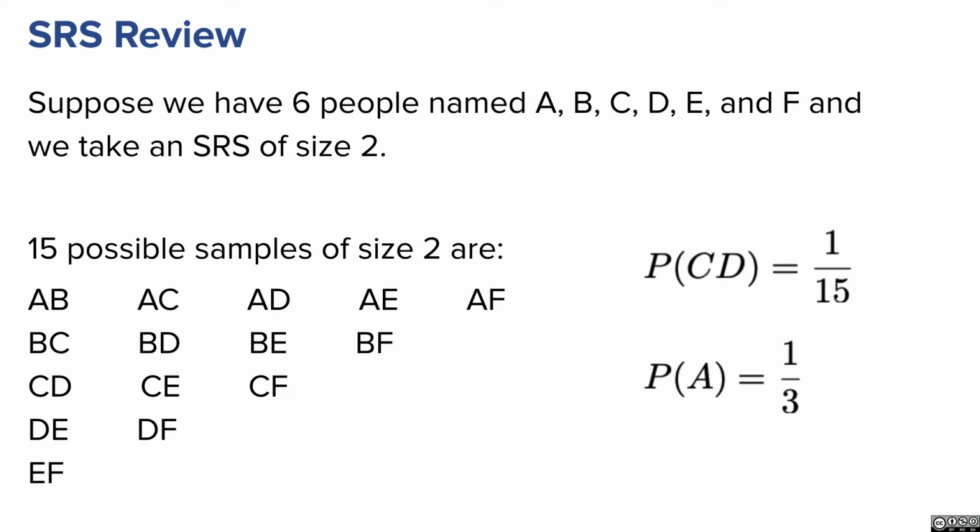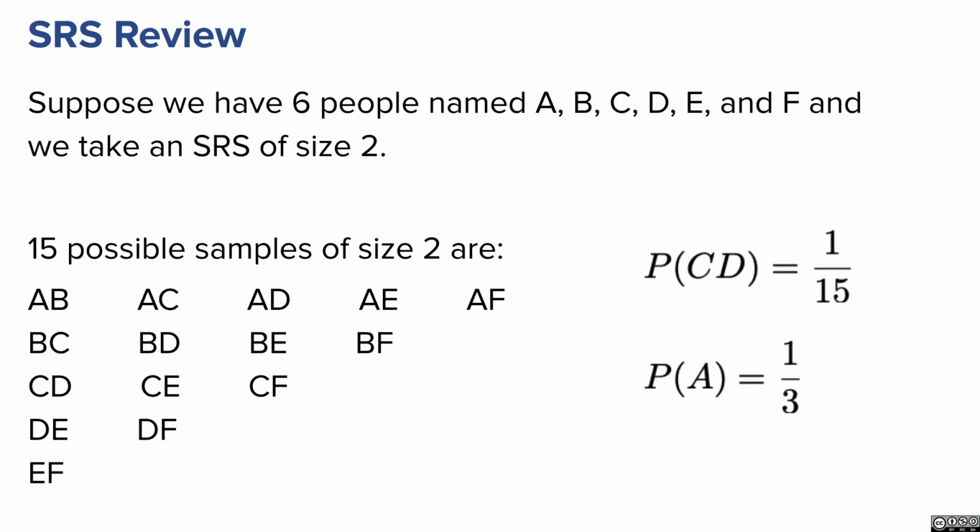The probability of A appearing in my sample is, I just count up all the ways of A appearing, which is the top row, which is 5 possibilities, out of a total of 15 possibilities. 5 over 15 is 1/3. So the probability of A is 1/3, and the probability of C and D is 1 over 15.